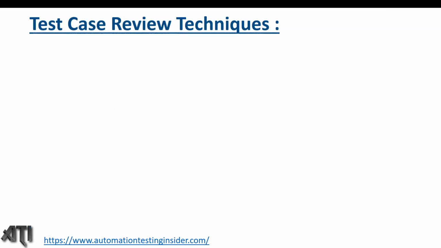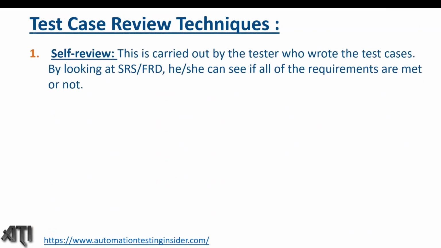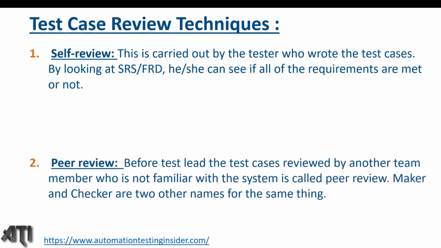Now let's talk about test case review techniques, or the different types of test case review process. The first one is self-review. This is carried out by the tester who wrote the test cases, by looking at the SRS or FRD, the software requirement specification or functional requirement document. He or she can see if all the requirements are met or not.